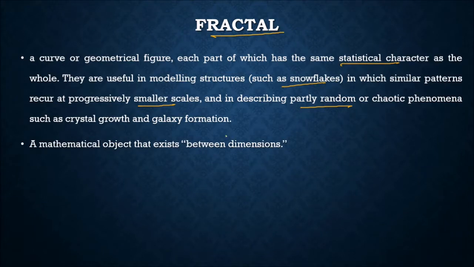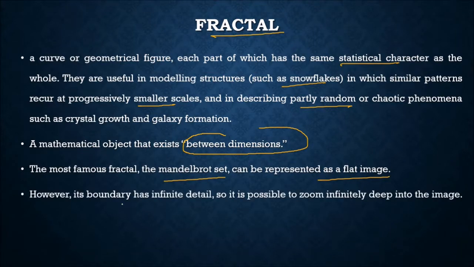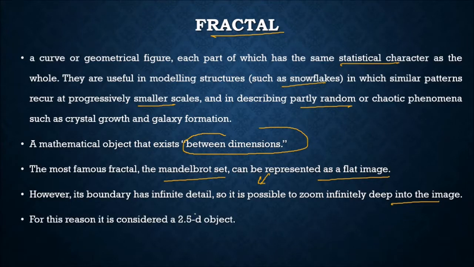A mathematical object that exists between dimensions is a fractal, and the most famous is the Mandelbrot set, which can be represented as a flat image. However, its boundary has infinite detail, so it is possible to zoom infinitely deep into the image. For this reason, it is considered to be a 2.5D object. Let me go back to this again so that you may understand it better.